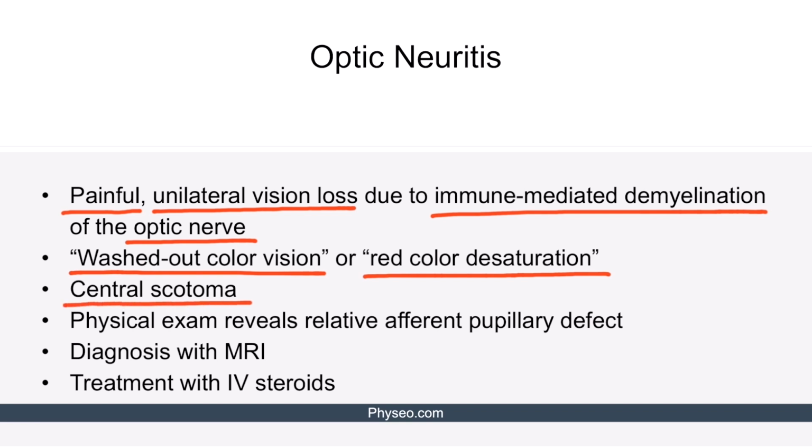Optic neuritis has a very high-yield physical exam finding called relative afferent pupillary defect, which we'll discuss in more detail shortly. So just keep that in the back of your mind, and we'll really show you how that works. Now, optic neuritis is diagnosed with MRI of the brain and orbits, and it's treated with high-dose IV steroids. Oral steroids, generally speaking, are not preferred in the treatment of optic neuritis, so think of IV steroids.